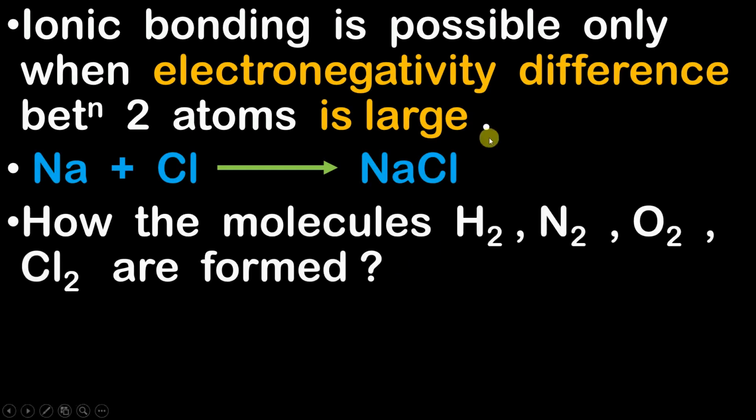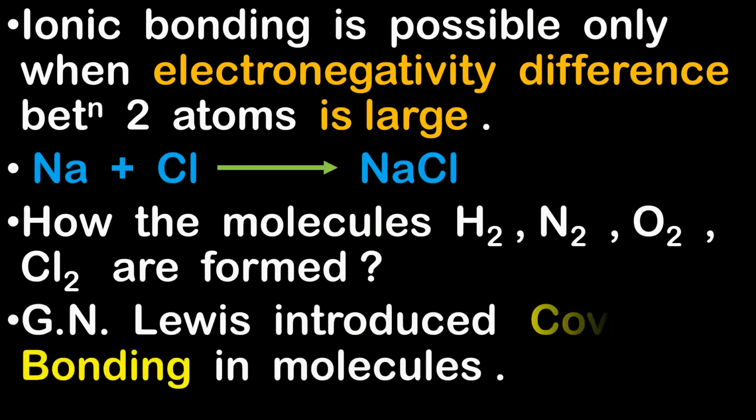But guys, I have a question for you all. How are the molecules H2, N2, O2, Cl2 formed? Because if you consider H2, H2 is made up of two hydrogen atoms, and both the hydrogen atoms will obviously have same electronegativity. So will there be an ionic bond present in them? Obviously not, because ionic bond requires large difference in electronegativity. So how are these molecules formed? How are these atoms combined with each other?